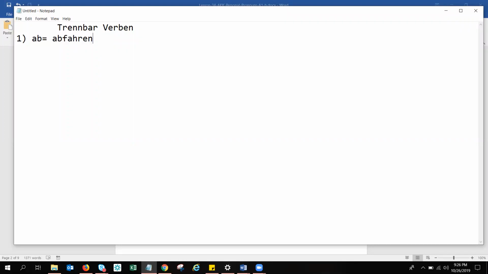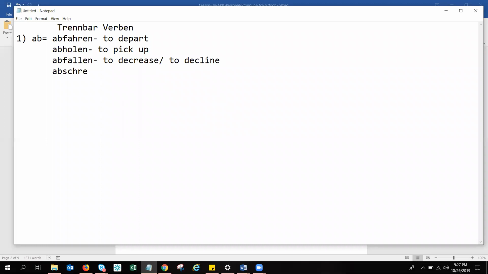For example, abfahren means to depart, or abholen, we have done. Abholen, that is to pick up, or abfallen, sorry, abfallen is like to decline or to decrease. Decline and decrease, the meaning is almost the same. Then there is one word, abschreiben. So what is the meaning of schreiben?